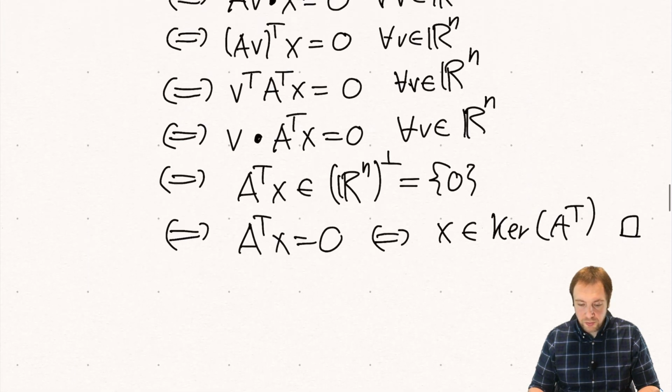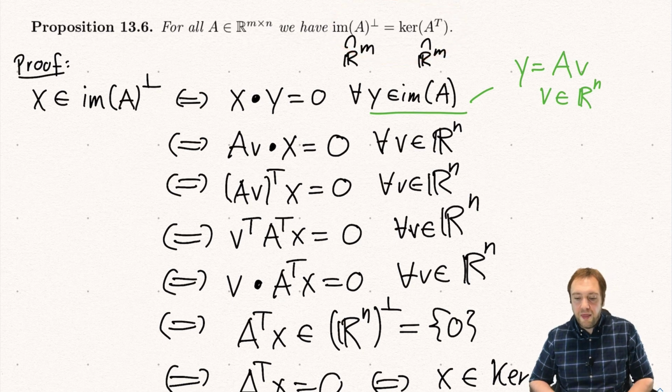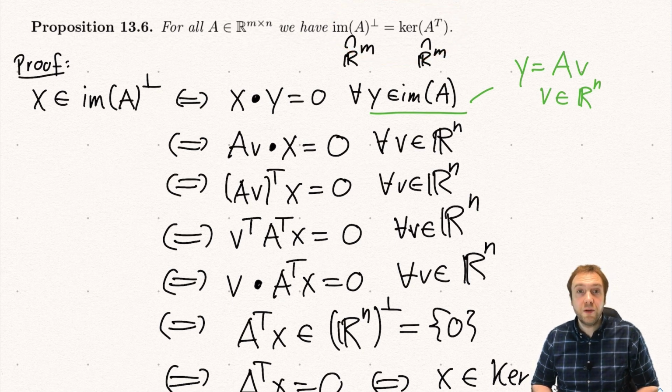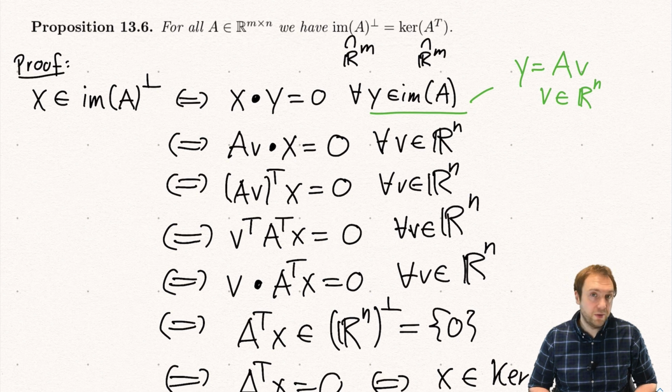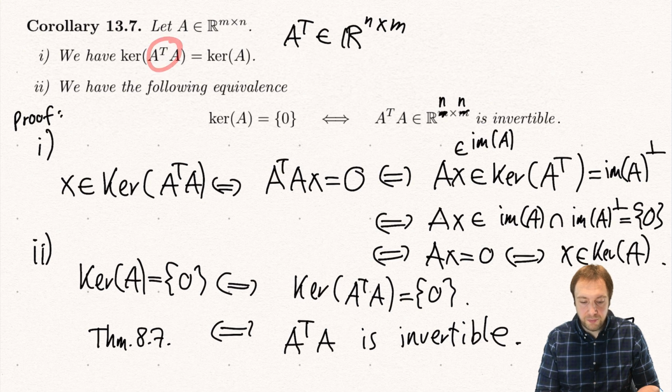So what we know now is this important property here, that the orthogonal complement of the image of a matrix or a linear map is given by the kernel of the transposed matrix. And also that the kernel of this matrix here is the kernel of this matrix here. And this matrix here is invertible exactly when the kernel of this matrix here is 0.